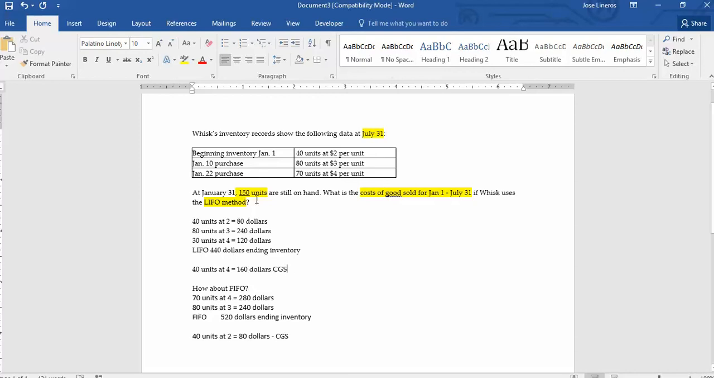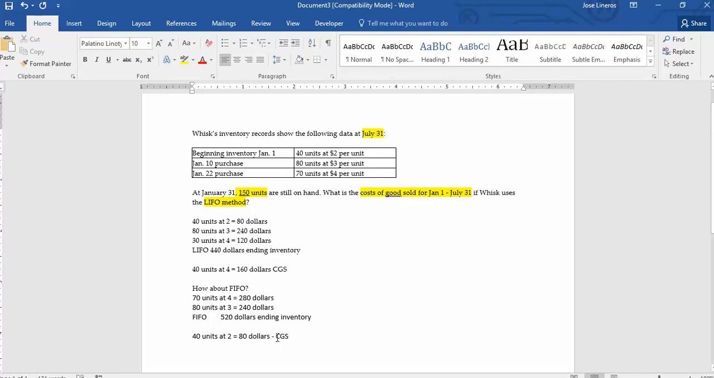You notice something else here too, that pricing is going up. It's costing more and more, 2, 3, 4. And so if you're trying to get the maximum amount of cost of goods sold so that you can lower your taxes, notice that when pricing is going up each time you buy, LIFO is going to be better. Because LIFO gives you a cost of goods sold of 160, FIFO gives you a cost of goods sold of 80. Now if price was going down, if the first layer was $2, then $1, then 50 cents, the exact opposite would be true. FIFO would be better for taxes.